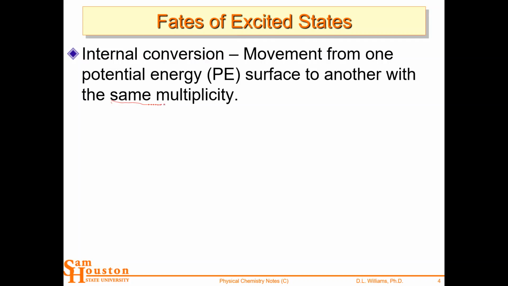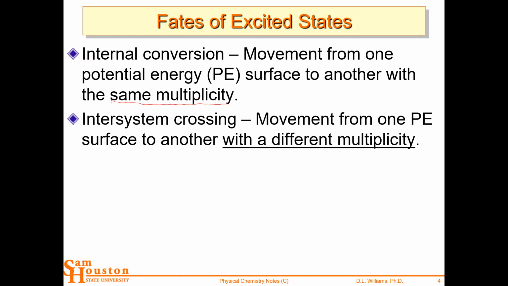So this is the main point right here, same multiplicity. And then intersystem crossing is jumping PE surfaces, but with different multiplicity. So this is going from triplet to singlet or singlet to triplet.